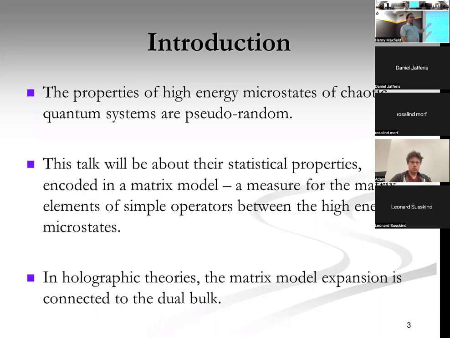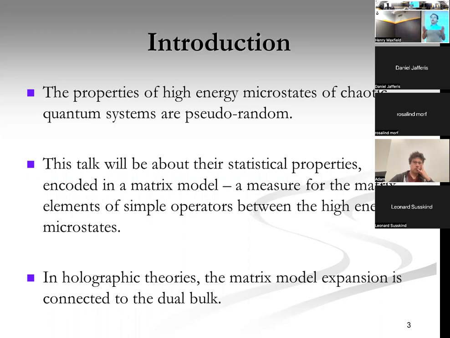And then if we have other observables, not just the energy, some other light operators, their matrix elements between the heavy states will also look like pseudo-random matrices. And here I want to talk about the statistical properties of those things, and it's natural to code them as a matrix model because a matrix model is a statistical ensemble of random matrices.